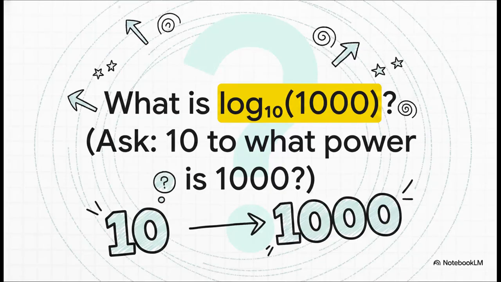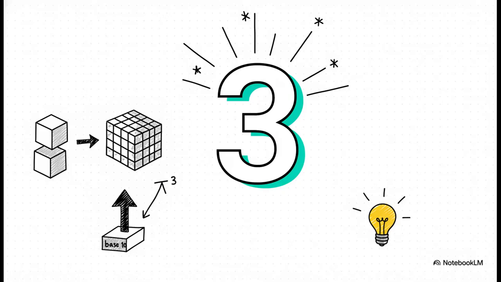Okay, let's do another one. Keep the momentum going. What about log base 10 of 1,000? Again, just ask the question. 10 to what power is 1,000? You got it. It's 3. 10 to the power of 3 is 1,000. You are totally getting the hang of this.